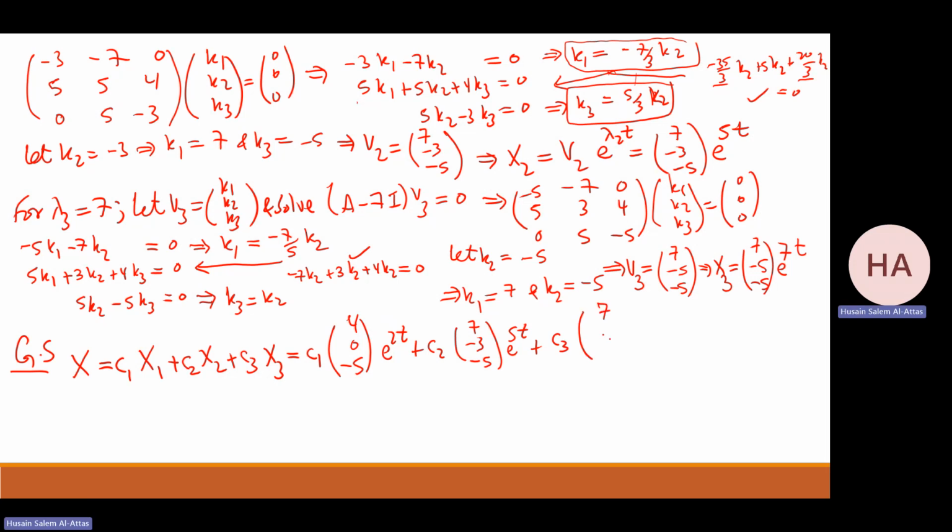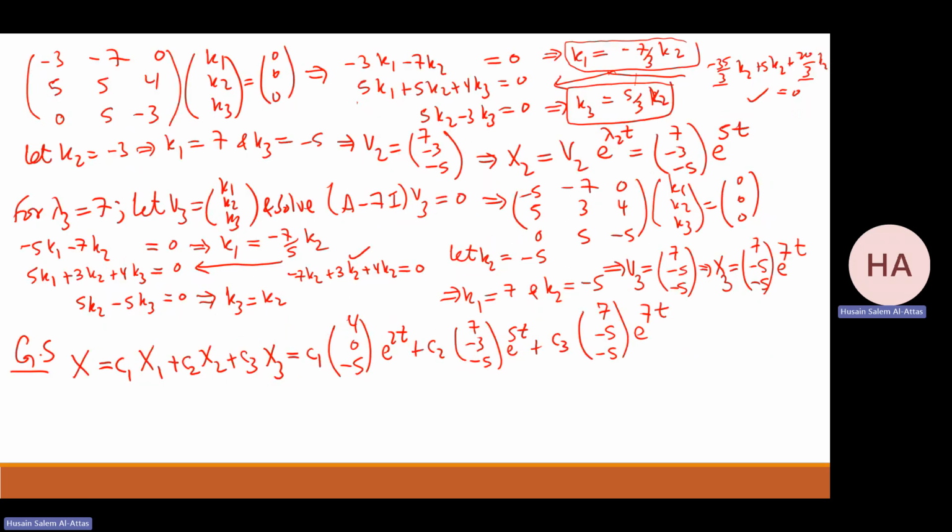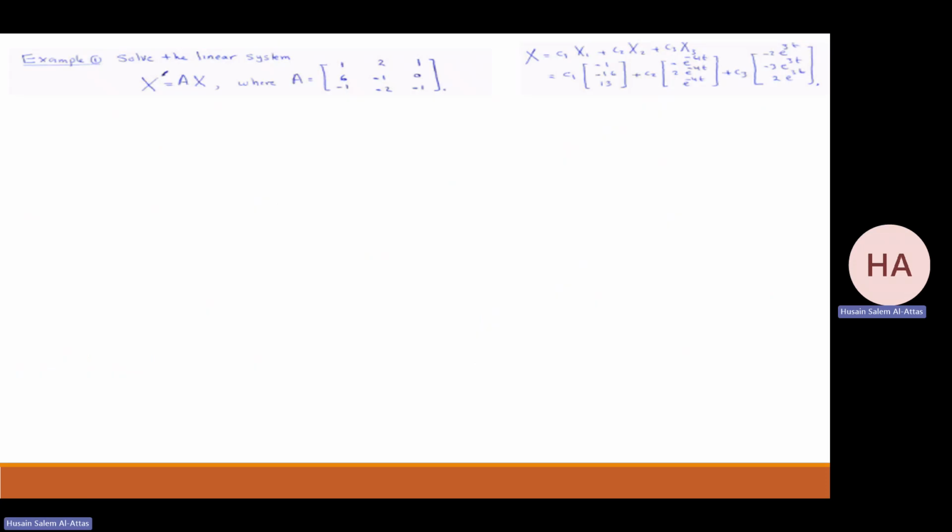x3, 7, -5, -5, e to the power 7t, which is this one, exactly. 4, 0, -5, 7, -3, -5, 7, -5, -1. You can get a different answer if we choose a different case, but both are correct. Okay.